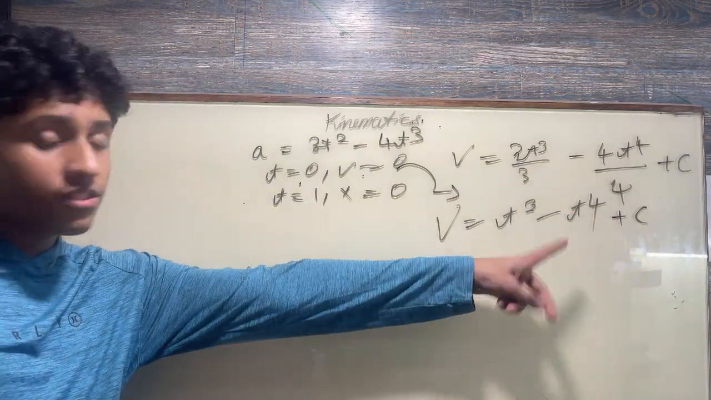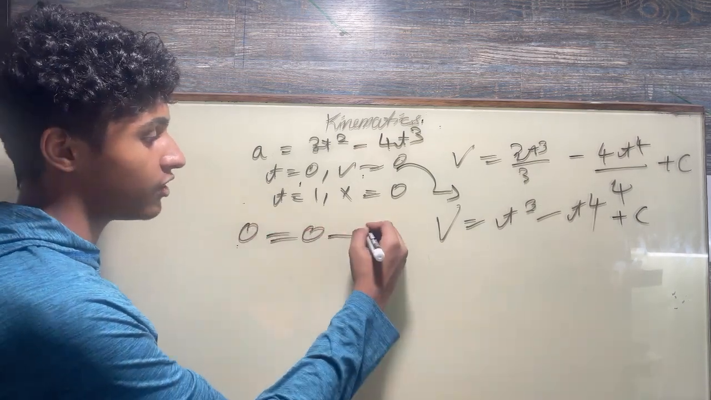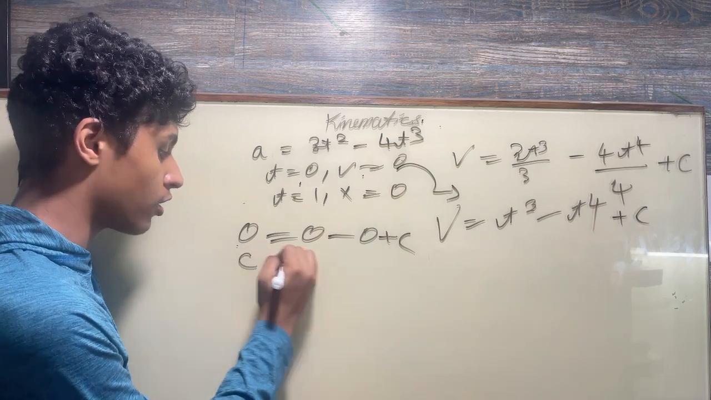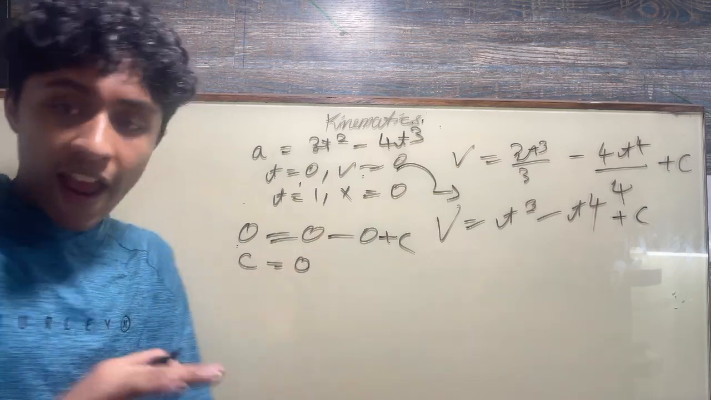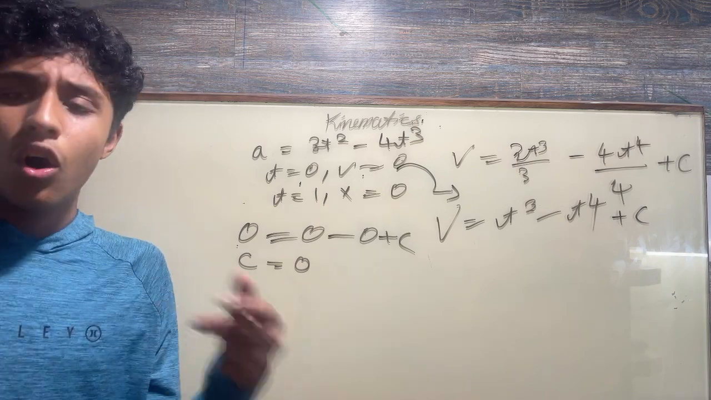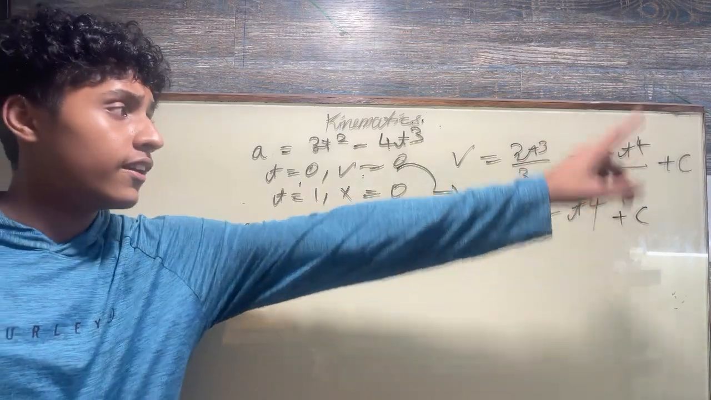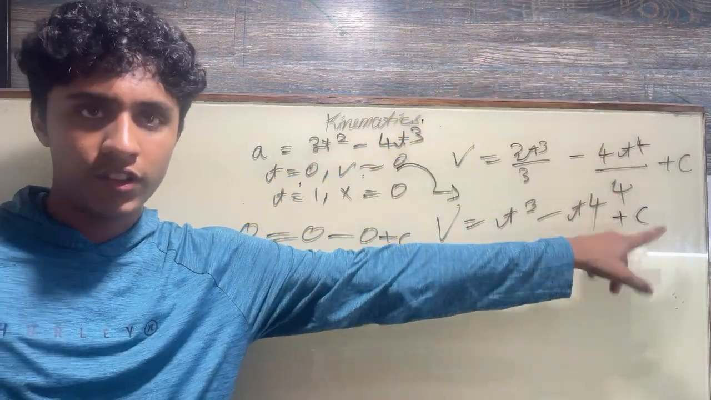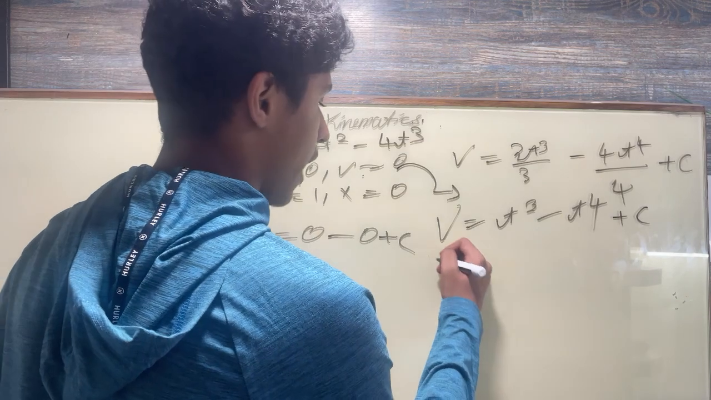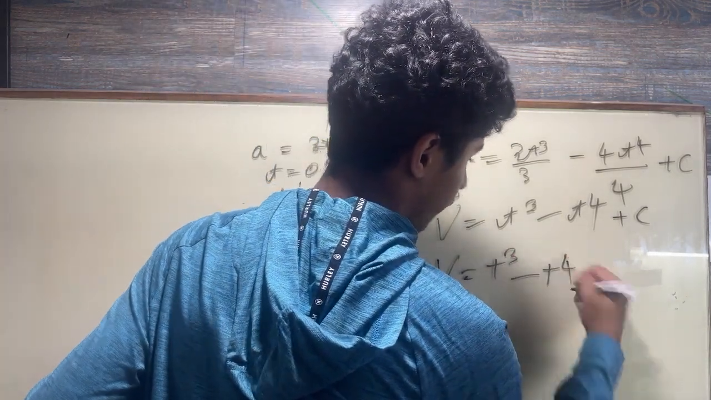Now my constant c's value will never change. So for example here, 0 minus 0 plus c. That means my constant c is 0. Now that means for any situation wherever t is 1 second, 2 seconds, 3 seconds, 4 seconds, or 72 seconds, my constant will always be 0 in this case. So that means I would just get v is equal to t cube minus t to the power 4.